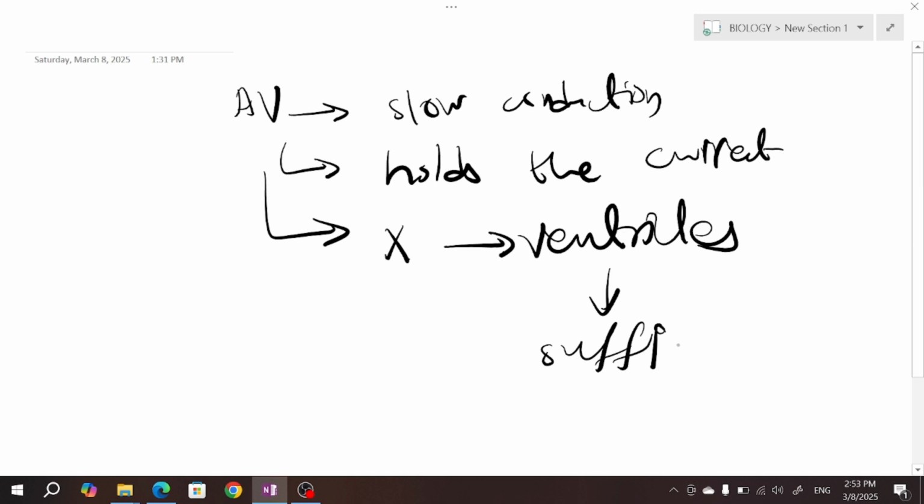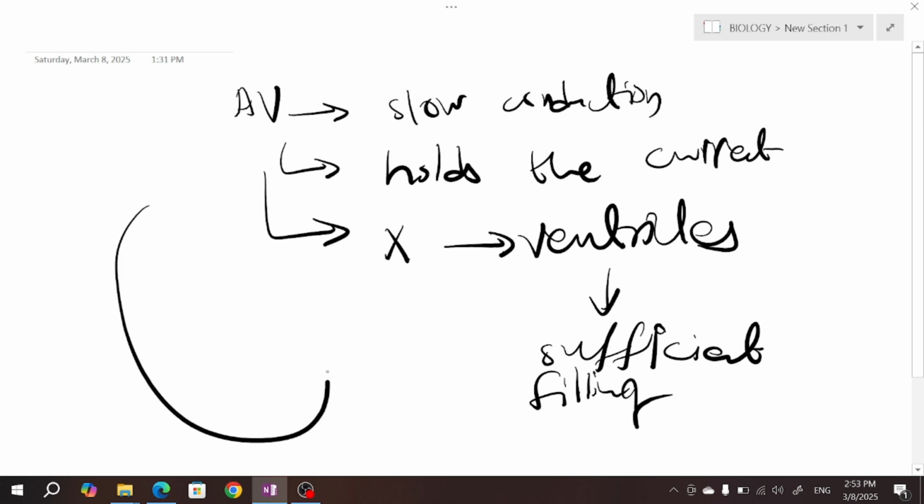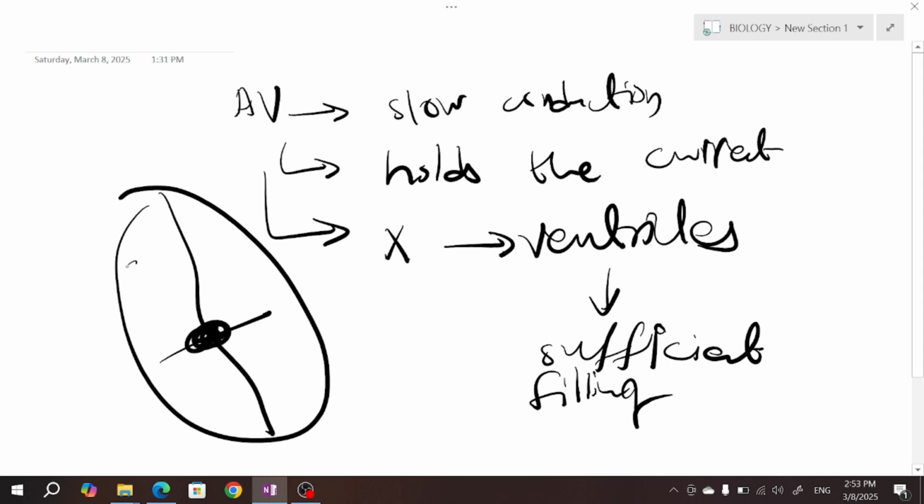Suppose this is your heart and this is your AV node and this is your SA node.